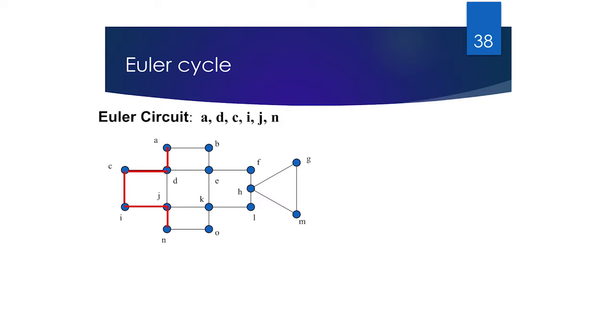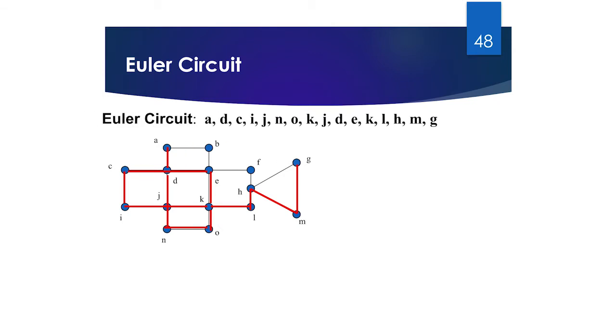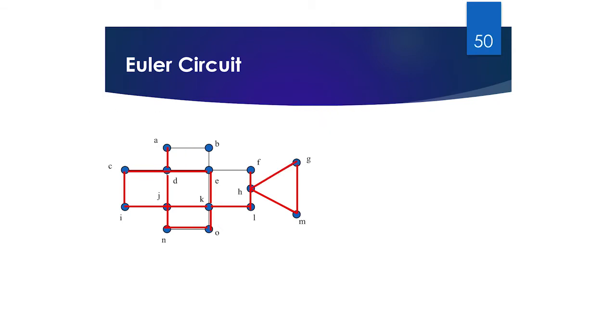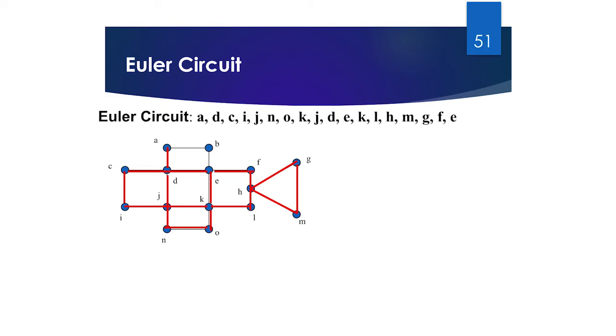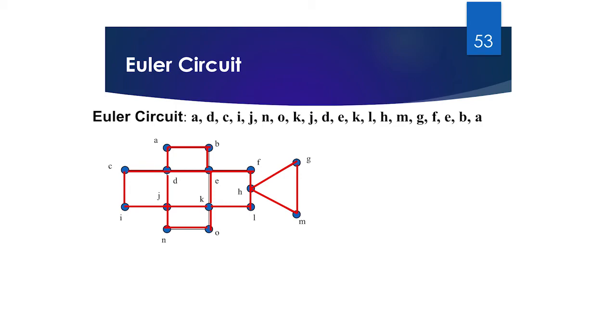and then to N, and to O, then to K, then we go back to J, then we go back to D, and then we go back to E, and then to K. Now we go to L, then H, then M, then G, then F, then we go to E, then we go to B, then we go back to A, our starting point.